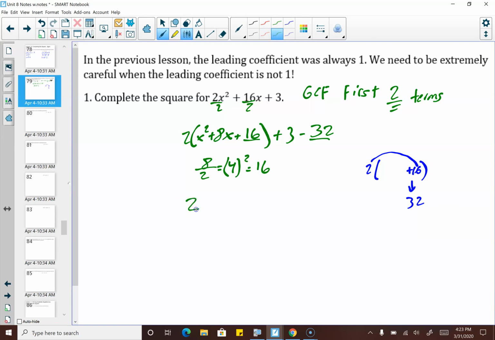So we keep our 2 out in front. This parenthesis completes the square the same way. We still get x, and then we had a positive 4, so plus 4 squared. And now 3 minus 32 is negative 29. So now we have a number out in front of our parentheses, and our back line was a little bit different. Other than that, it's still the same process of completing the square.